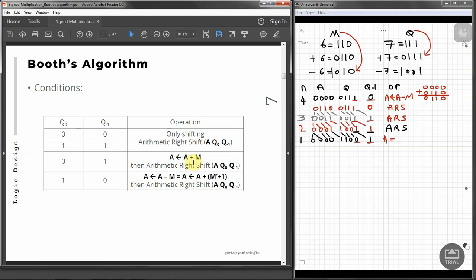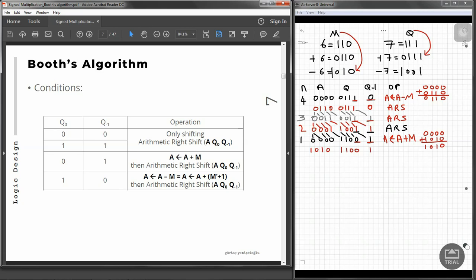What is a? A is 0 0 0 0 and m is 1 0 1 0. So when we perform the operation, we are going to get 0 1 0 1. Now this is our new value 1 0 1 0, and this is 1 1 0 0, and that is 1.